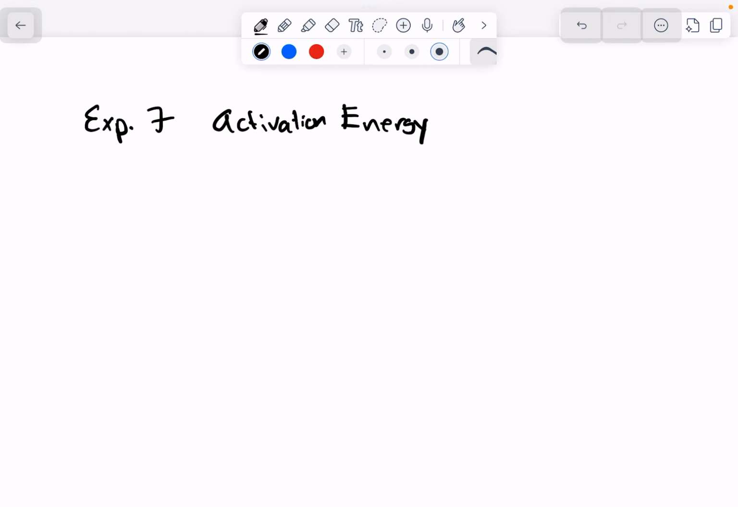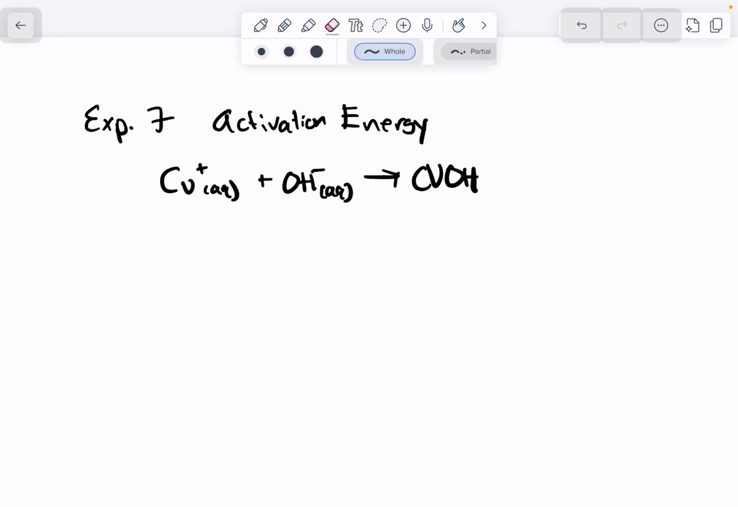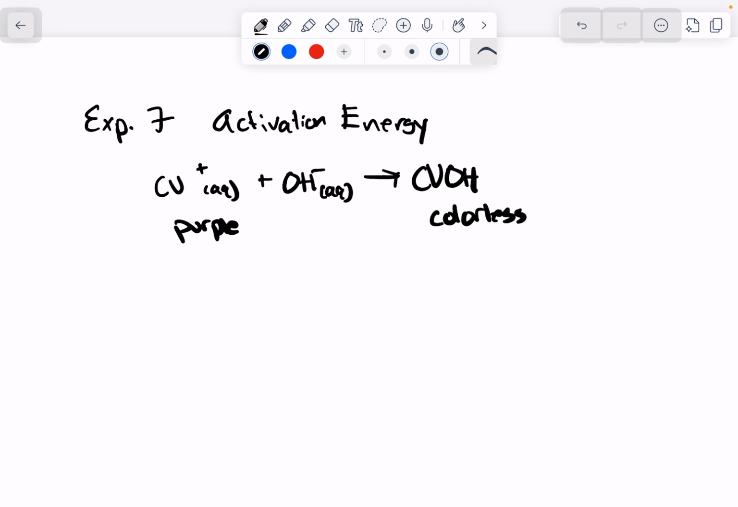Hi, the goal for this lab, experiment 7, is to determine the activation energy of crystal violet plus OH minus (aq). It makes a complex, and technically this should be CV. Crystal violet is purple, and when it reacts with OH, the complex is colorless. So the goal is to determine the activation energy of this reaction.